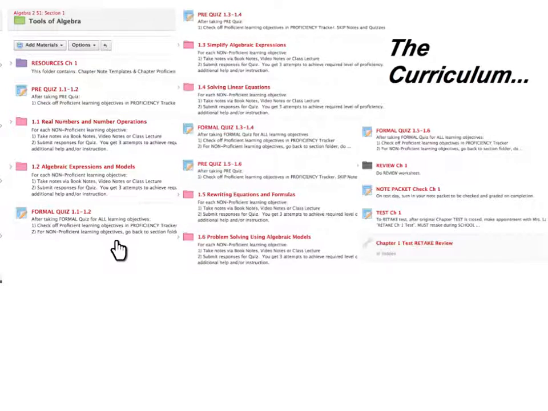If they miss any learning objectives on the formal quiz, they have one opportunity to retake the quiz for the objectives missed. The similar process is then repeated for the next sections until they finish all of the chapter work. The chapter then ends with a review and a chapter test. For any learning objectives students were not proficient on in the pre-quiz, they will then start their formal learning.